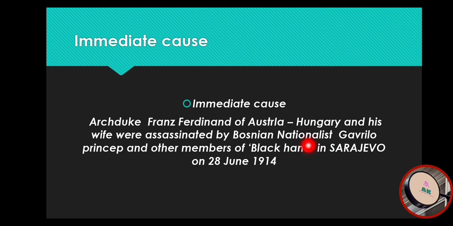Members of the Black Hand were there. One man shot and killed Ferdinand. Who was he? Gavrilo Princip, from the Black Hand. On 28 June 1914, a famous ruler from Austria-Hungary, Ferdinand, was killed by a Serbian person, Gavrilo.